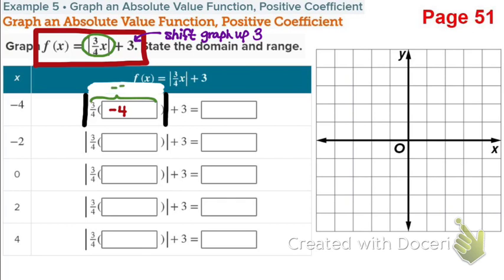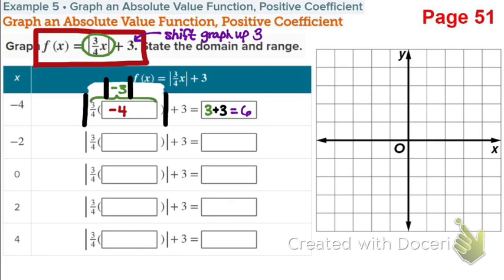Negative 3. But what are those absolute value bars doing to that negative 3? They're going to make it positive. That's what absolute value does. That's what those bars around it are doing. I'm going to evaluate what's on the inside. We got a negative 3 from doing that. But then I have to take that number and make it positive. So I'm going to have a positive 3 plus 3. What is 3 plus 3? 6.